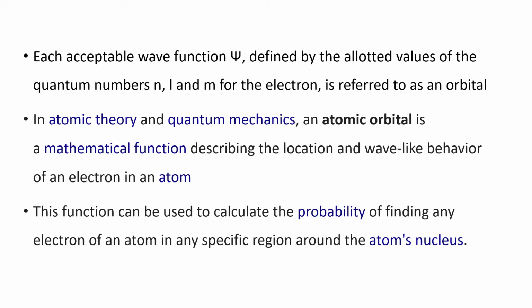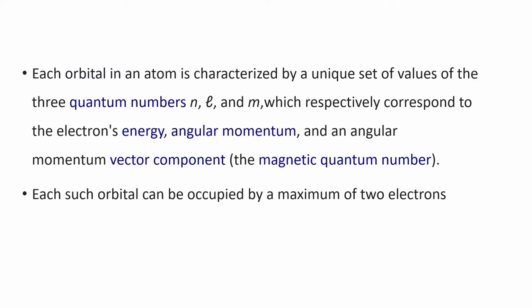In atomic theory and quantum mechanics, an orbital is a mathematical function describing the location and wave-like behavior of an electron in an atom. This function can be used to calculate the probability of finding any electron of an atom in any specific region around the atom's nucleus. That is, each orbital in an atom is characterized by a unique set of values of the three quantum numbers n, l, and m, which respectively correspond to the electron's energy, angular momentum, and an angular momentum vector component, that is, the magnetic quantum number. Each such orbital can be occupied by a maximum of 2 electrons.